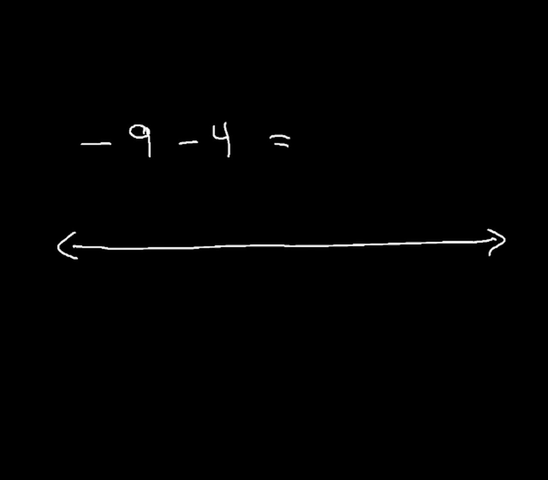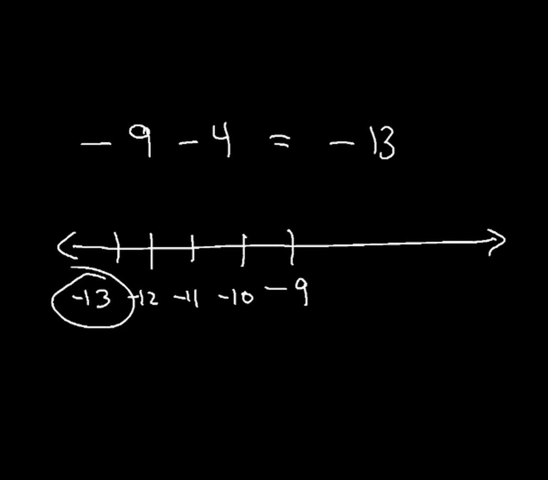Now what about negative 9 minus 4? What's the answer to that problem? So negative 9 minus 4 is negative 13. If we start at negative 9, we're going to subtract 4 from it, so we need to go 4 units to the left. So 1, 2, 3, 4. This is going to be negative 10, negative 11, negative 12, negative 13.